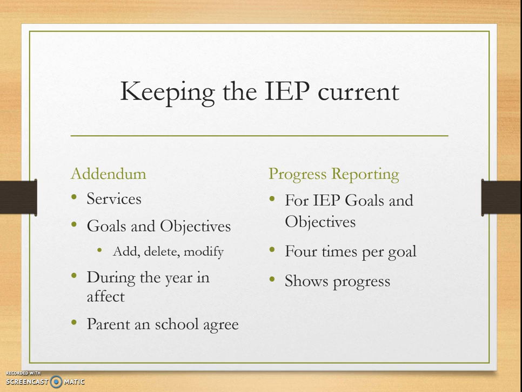Keeping the IEP current. In order to keep the IEP current, there are addendums which you can revise throughout the year that an IEP is in effect. The parent and school must agree on the goal and objectives that are added, deleted, or modified. Progress reporting is on IEP goals and objectives. This happens 4 times per goal per year and shows the progress of a student before an annual IEP occurs again.